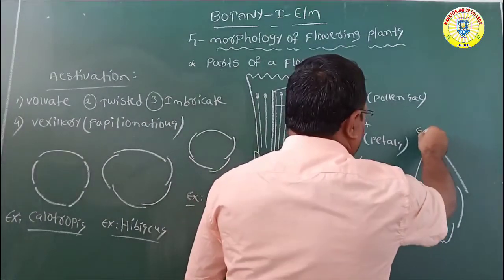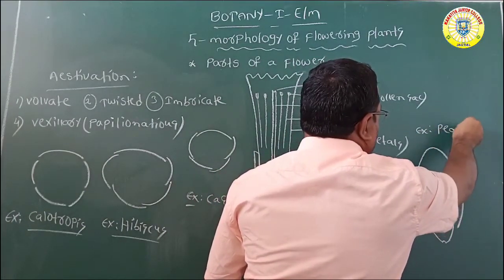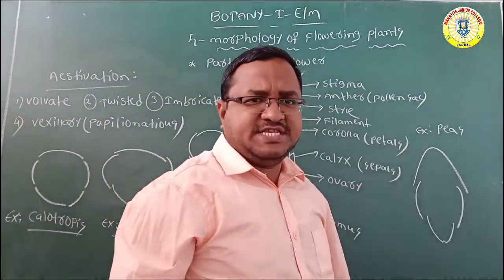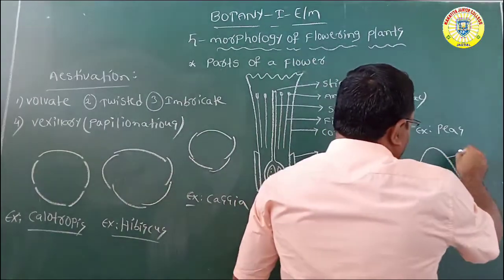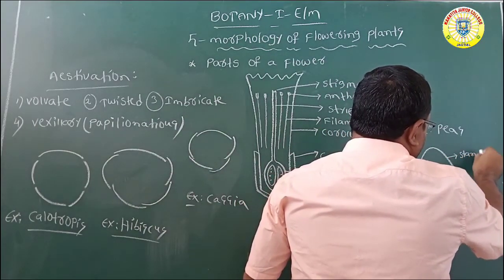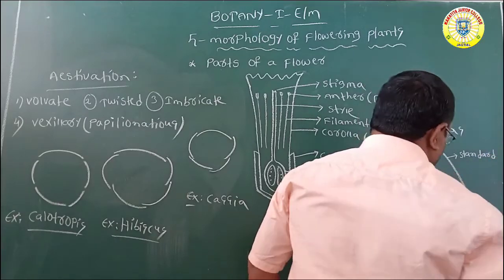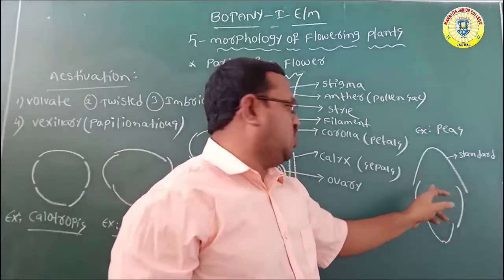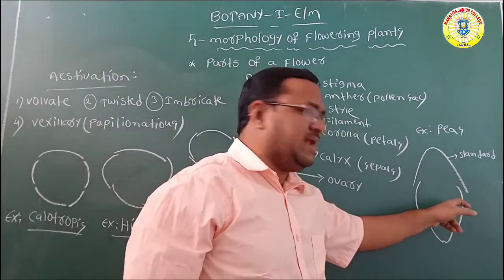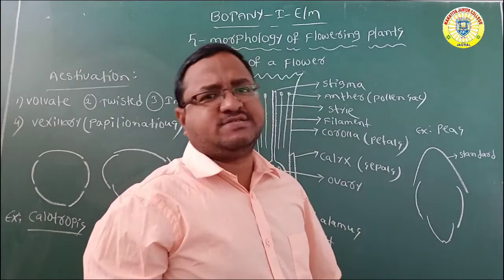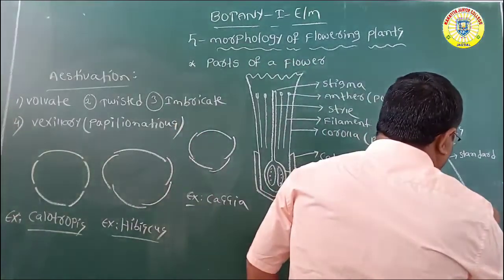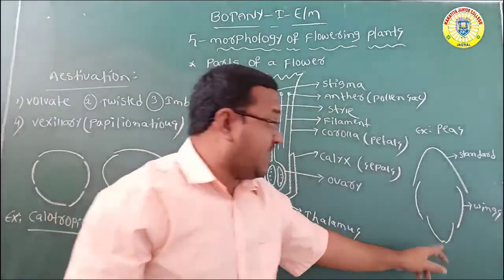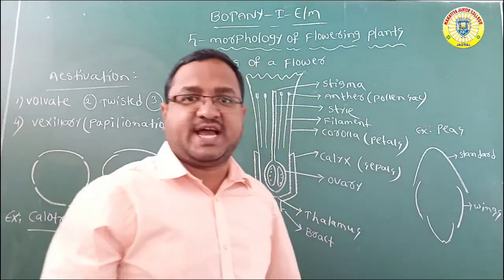Best example, here you can see peas or beans. Here one largest petal is there. This is called standard. This standard petal overlaps the lateral petals. These 2 lateral petals are called wings. These lateral 2 overlap the smallest petals. These 2 are called keel.